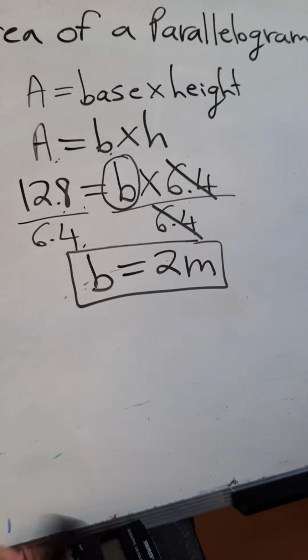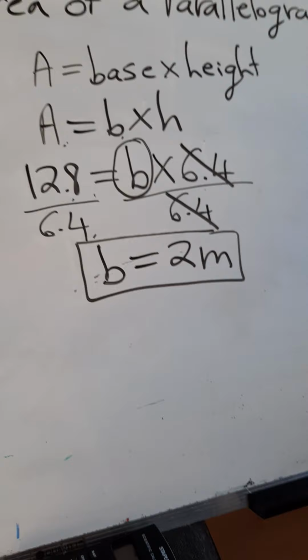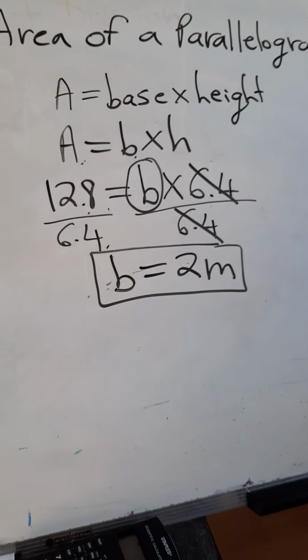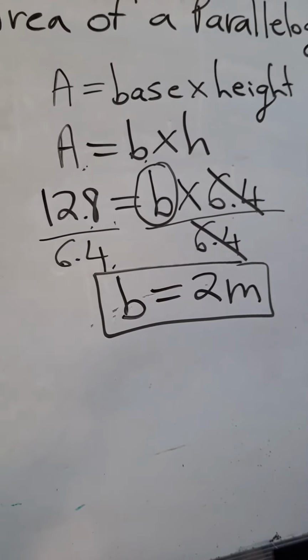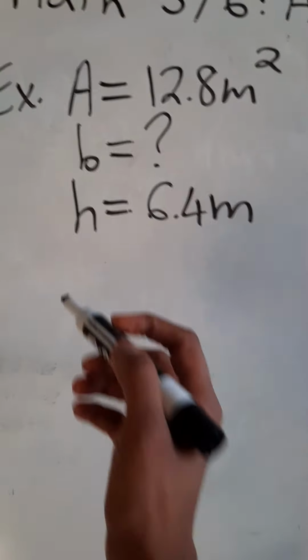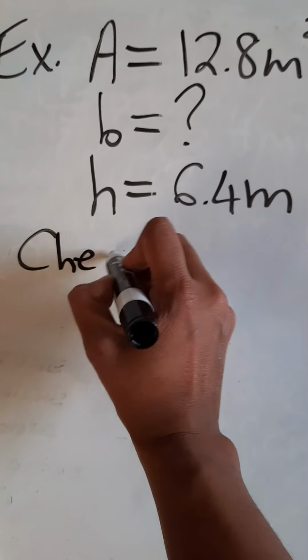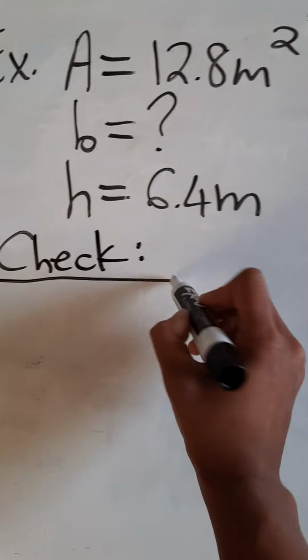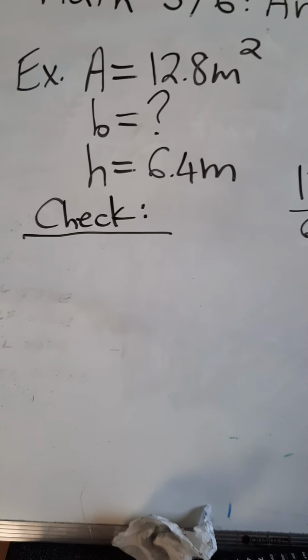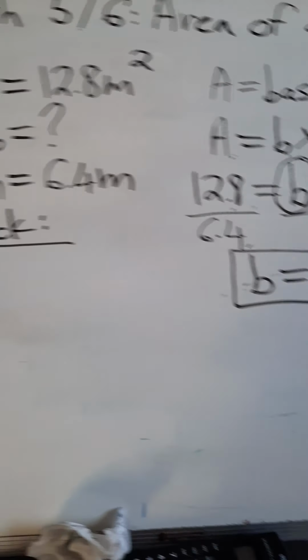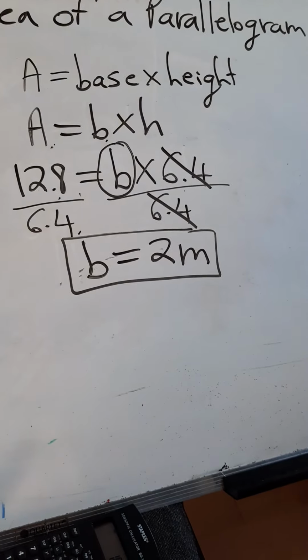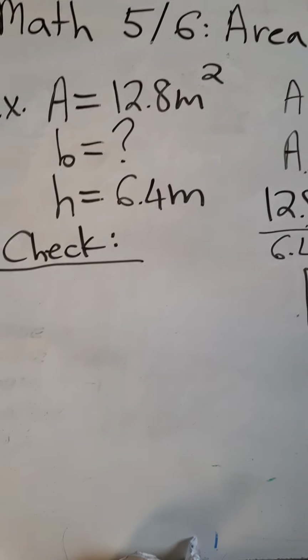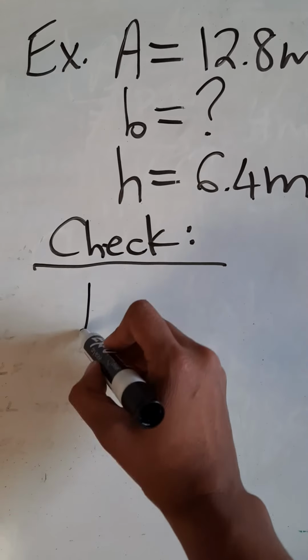Okay, now what about if I wasn't sure if this was the actual answer? Okay, so what we're going to try now is going to be just a check. Okay, so let's write it over here. I'm going to check my answer. Anytime you check your answer, you're going to take whatever you got as your final answer. So we got b equals 2. You're going to plug it back into the original equation.